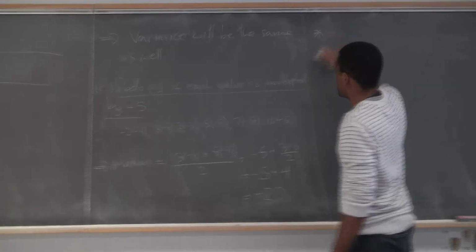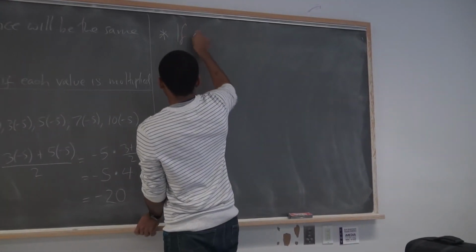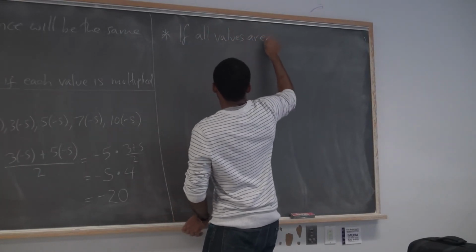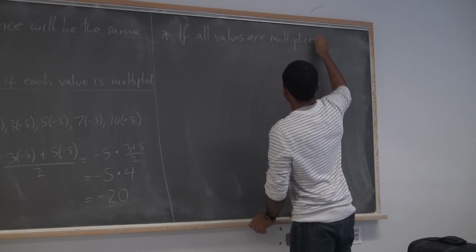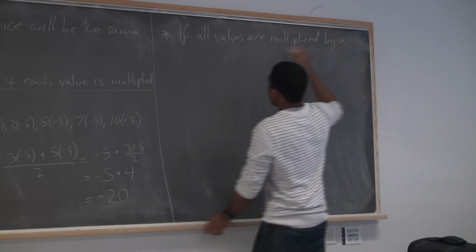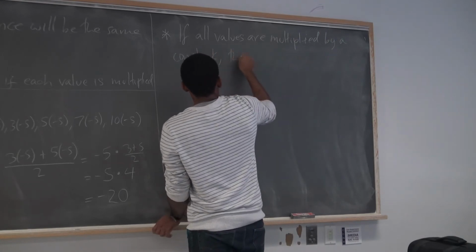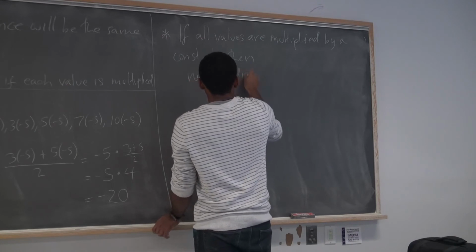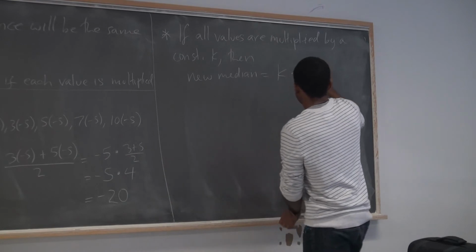So what's the general rule here? Multiply. Right. If all values are multiplied by a constant k, then the new median just equals k times the old median.